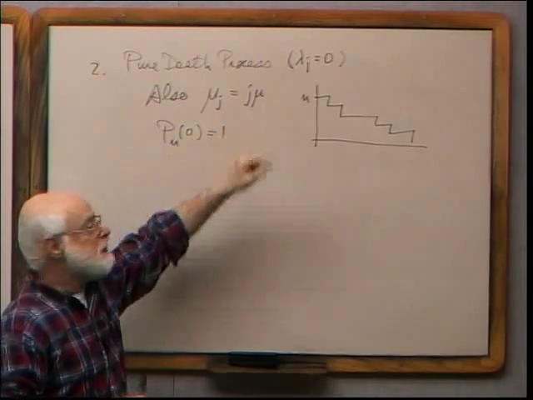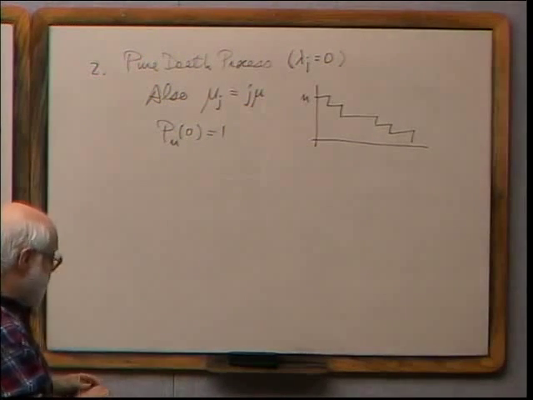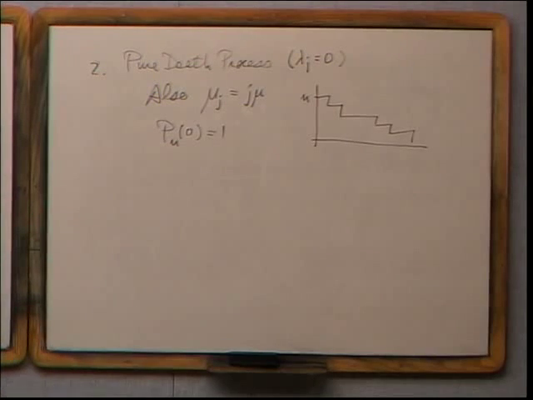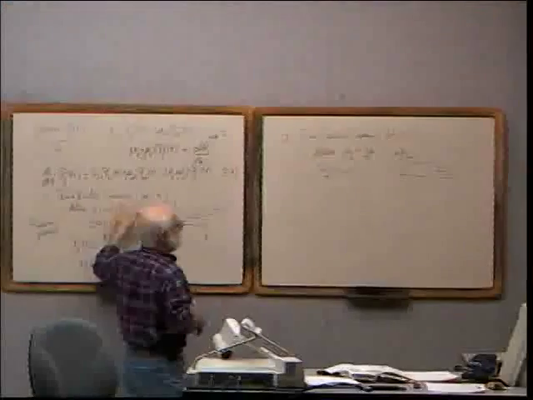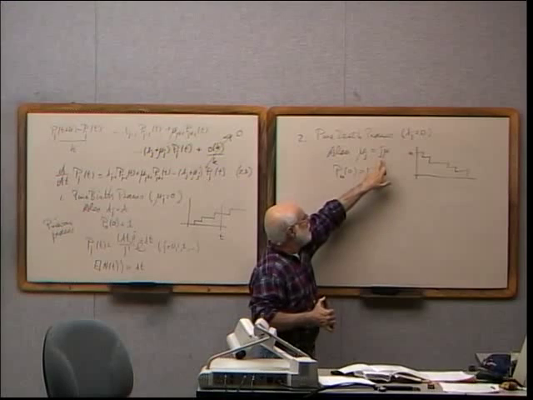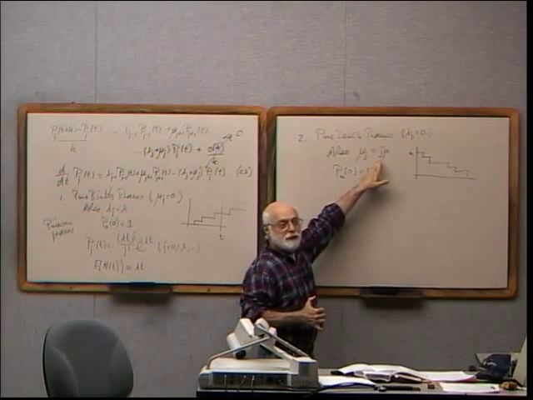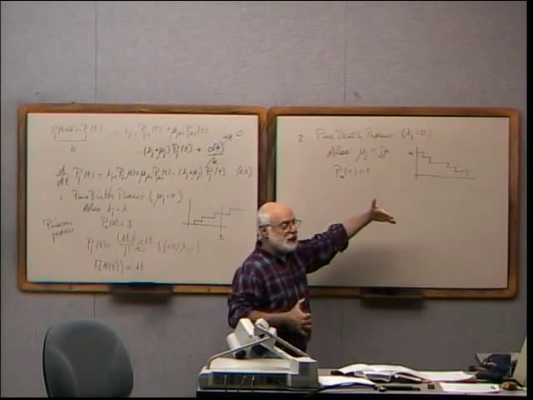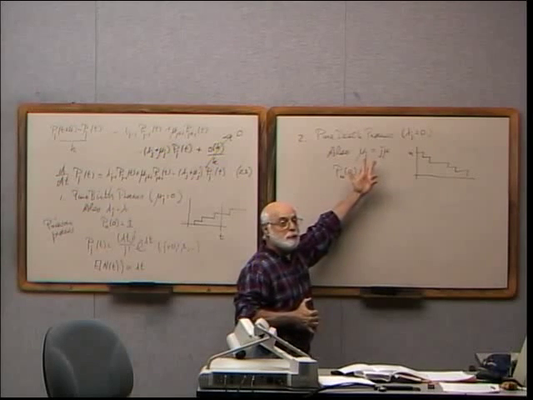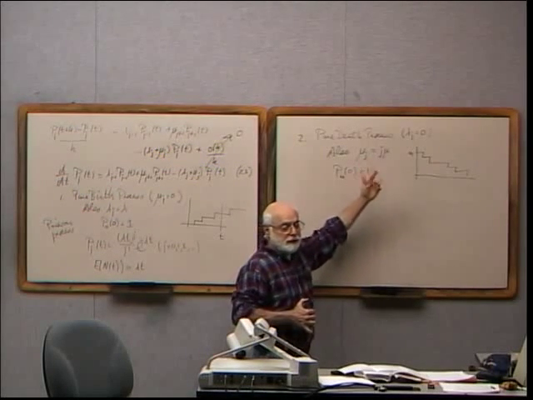Okay, so now we have to solve the equations. They're more complicated than the equations for the pure birth process because these coefficients depend on the state, but there's a simplification in the sense that there's only a finite number of these, whereas in the case of the pure birth process, there's an infinite number.